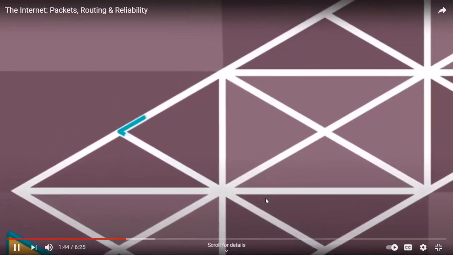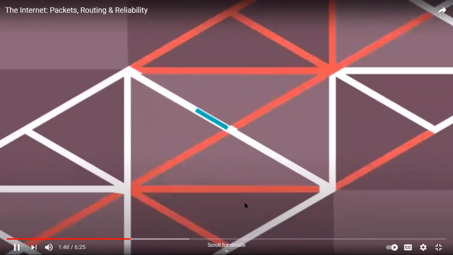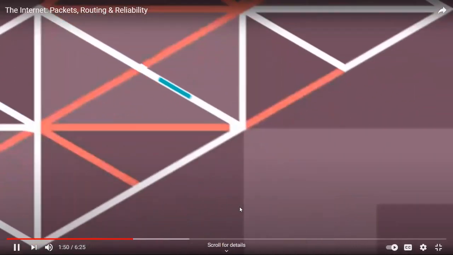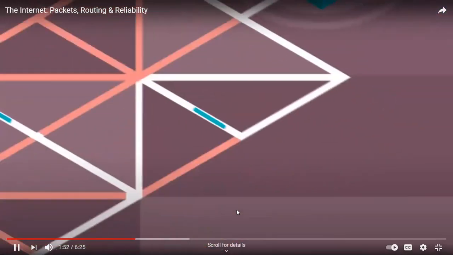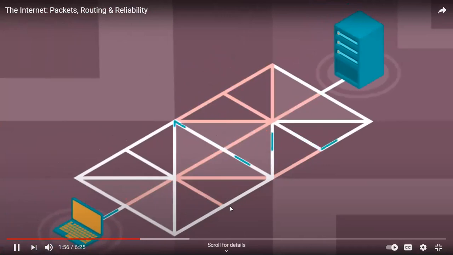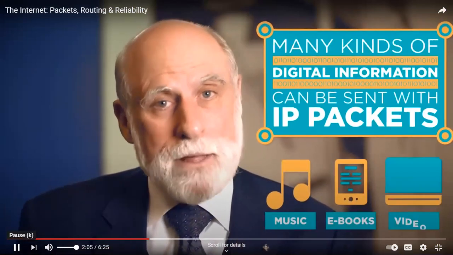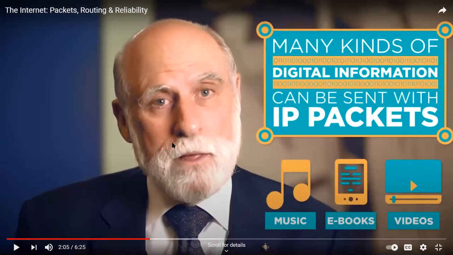And a packet travels from one place to another on the internet, a lot like how you might get from one place to another in a car. Depending on traffic congestion or road conditions, you might choose or be forced to take a different route to get to the same place each time you travel. And just as you can transport all sorts of stuff inside a car, many kinds of digital information can be sent with IP packets.